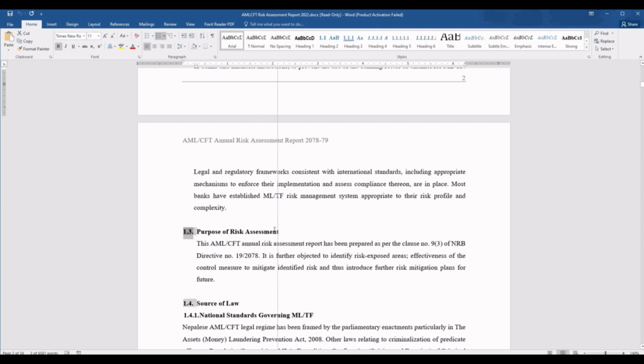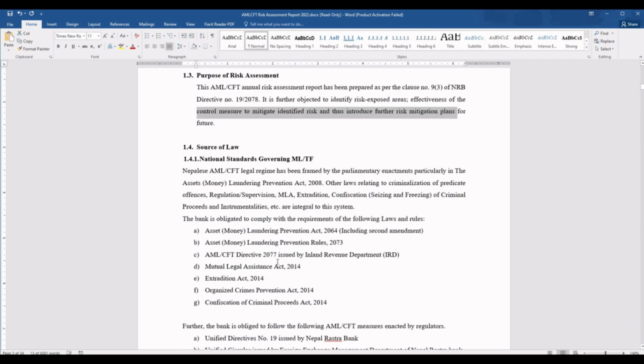And this is important: purpose of risk assessment. Whenever you are preparing this type of report, you need to mention the purpose for which the report is being prepared. So for this report, the objective is to identify risk exposed areas, the effectiveness of control measures to mitigate identified risk and thus introduce further risk mitigation plans for the future.